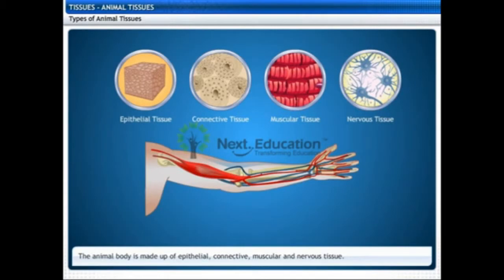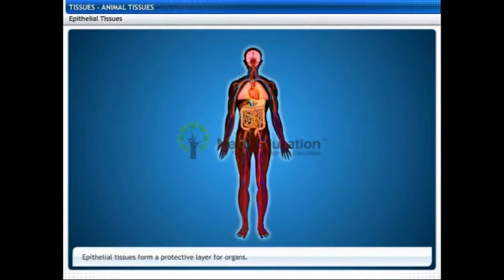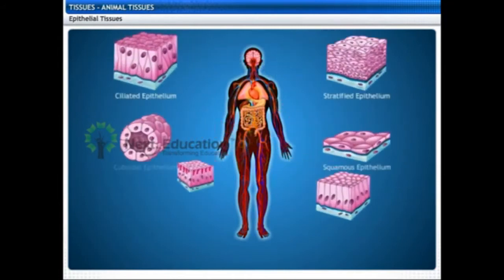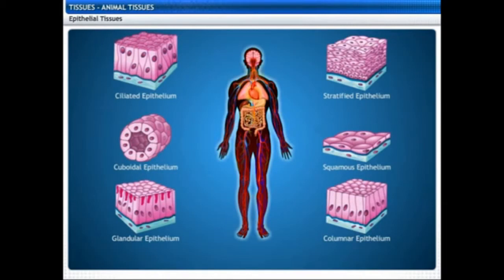Let's look at each tissue in detail. Epithelial tissues form a protective layer for organs. They act as a barrier to keep the different body systems separate. Epithelial tissues are of different types depending on their shape and function. Let's first look at squamous epithelium.